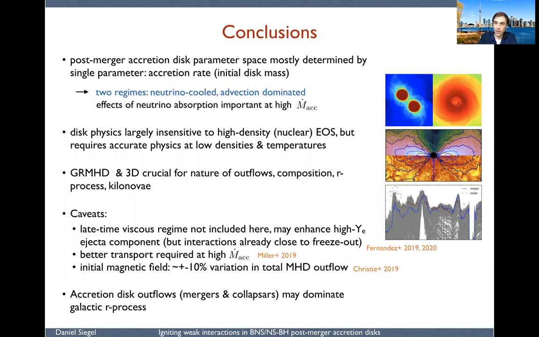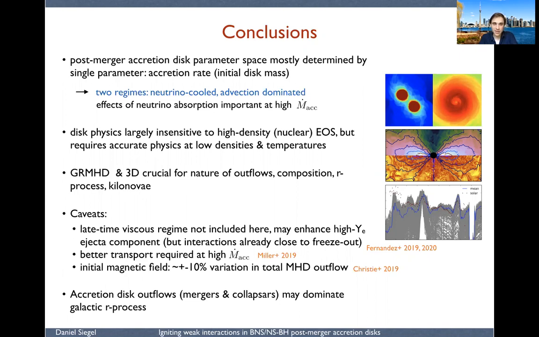What I was pointing out here, while the accretion disk evolution itself is fairly insensitive to the high density equation of state of the nuclear part, physics at low density and temperatures have to be included. But the formation of the accretion disks, as Francois also pointed out earlier this morning, is not independent of the nuclear equation of state part. As I was pointing out, GRMHD and three space dimensions are really crucial here to capture the correct physics.